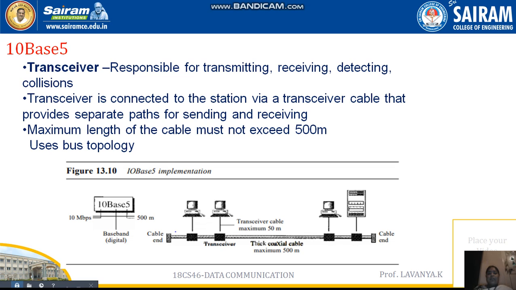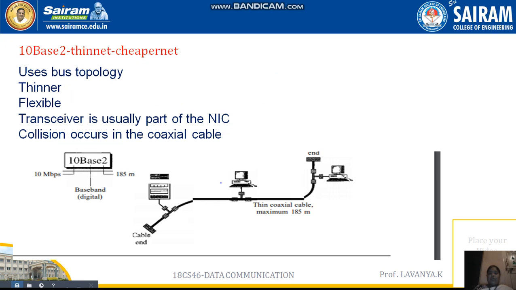The maximum length of the cable will be 500 meters. It does not exceed 500 meters. The transceiver cable will be 50 meters; it won't exceed more than 50 meters. It also uses the bus topology. You know, I already discussed bus topology in the previous video. So this is our 10 base 5 Ethernet.